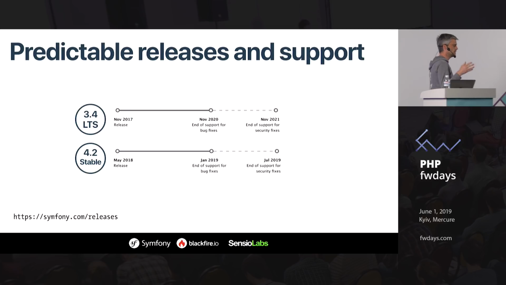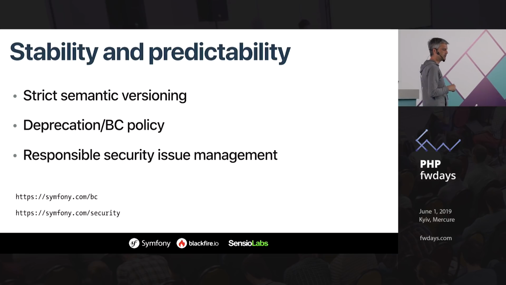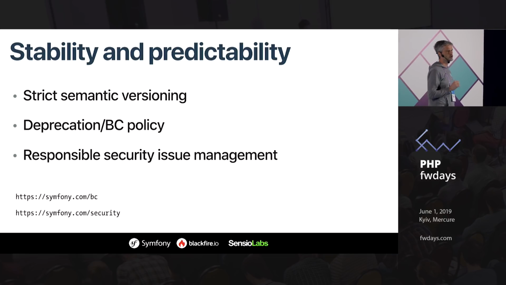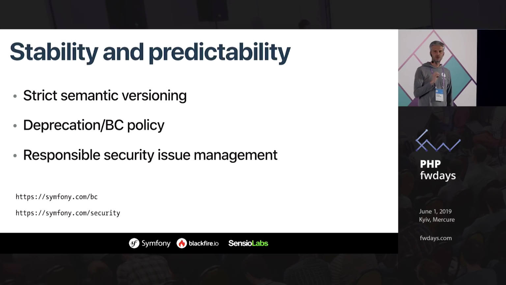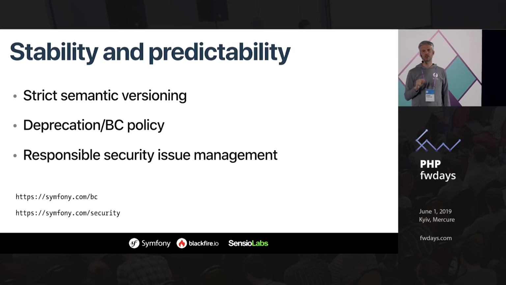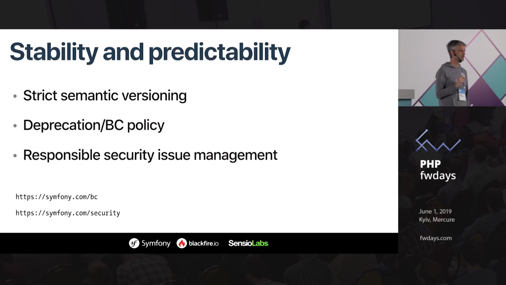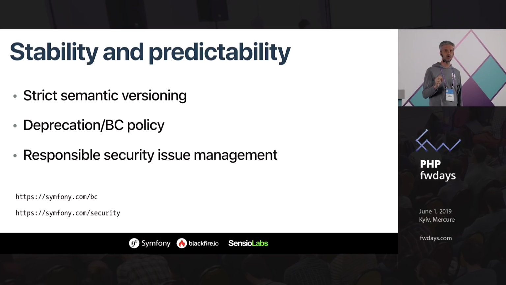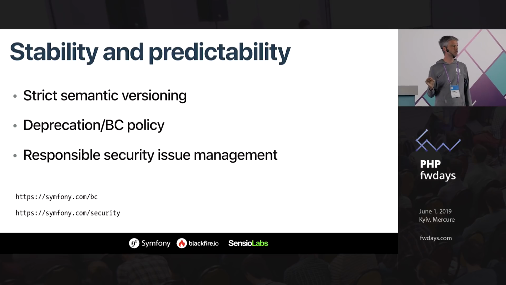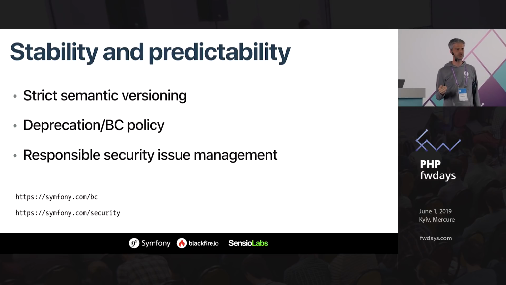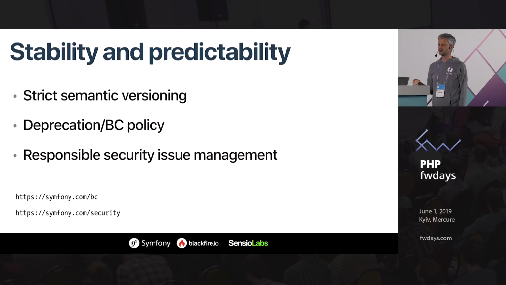So stability, I've talked about the backward compatibility policy, strict semantic versioning. It doesn't mean that from time to time we are not breaking backward compatibility, but whenever we are breaking backward compatibility, that's a bug. And most of the time we fix the bug. The only case where we are allowed to break backward compatibility is for security issues. If there is no other way to fix a security issue, we are going to break backward compatibility. And I think it happened once in the last 5 years.